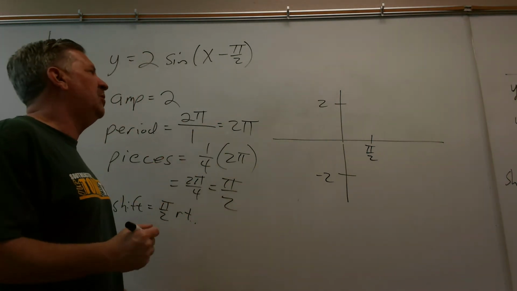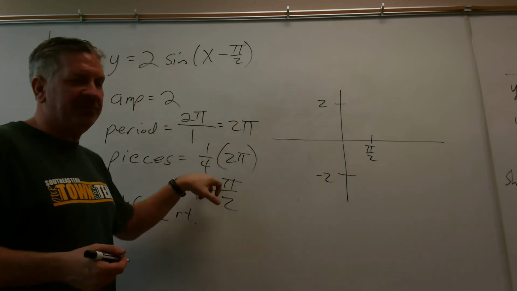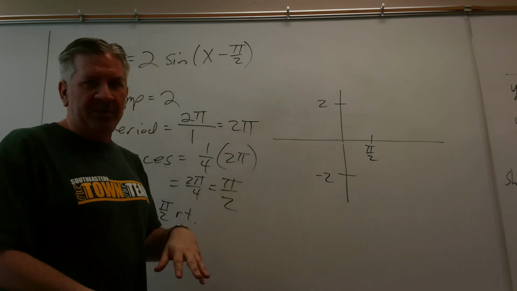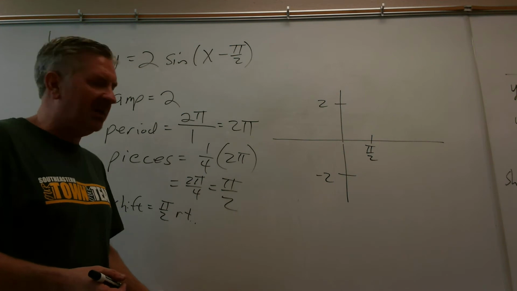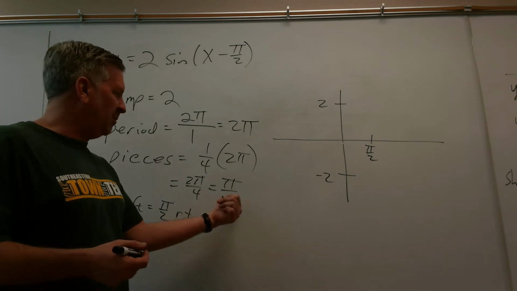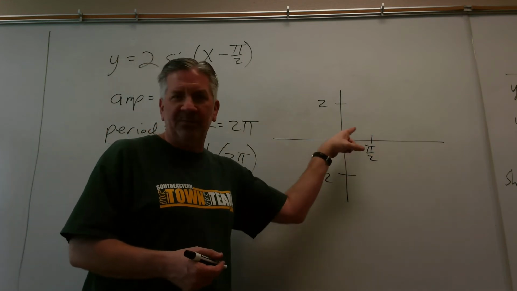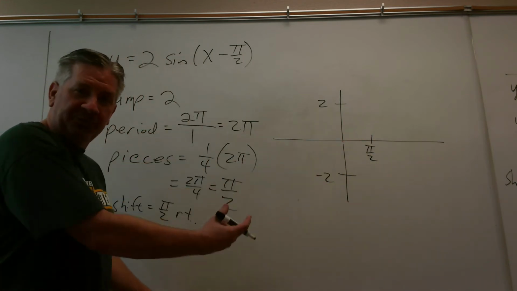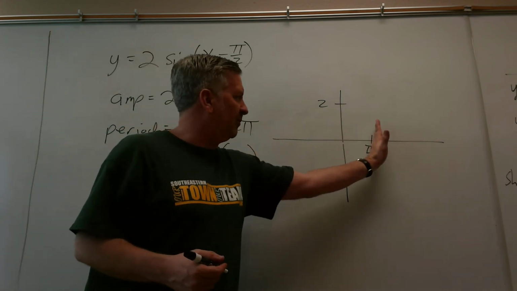Now, in all these examples, I'm purposely choosing numbers where the shift and the pieces have a nice relationship. They're either the same, or one's double the other, or triple the other, something like that. I'm trying to keep the numbers nice. Because if the pieces were pi over 5 and the shift was pi over 7, the scale is going to be almost impossible to get. So I'm trying to keep this nice, but I'm trying to teach you the procedure that would work in any problem. Okay, so I've shifted to the right pi over 2.